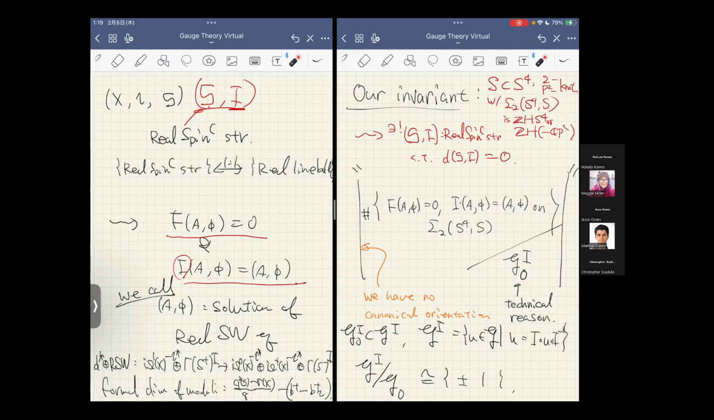For a little technical reason, we consider an index 2 subgroup of the full gauge group. This is the definition of our invariant. And we have to take the absolute value of the signed count of the real Seiberg-Witten solutions because we have no canonical orientation on the real Seiberg-Witten moduli space.